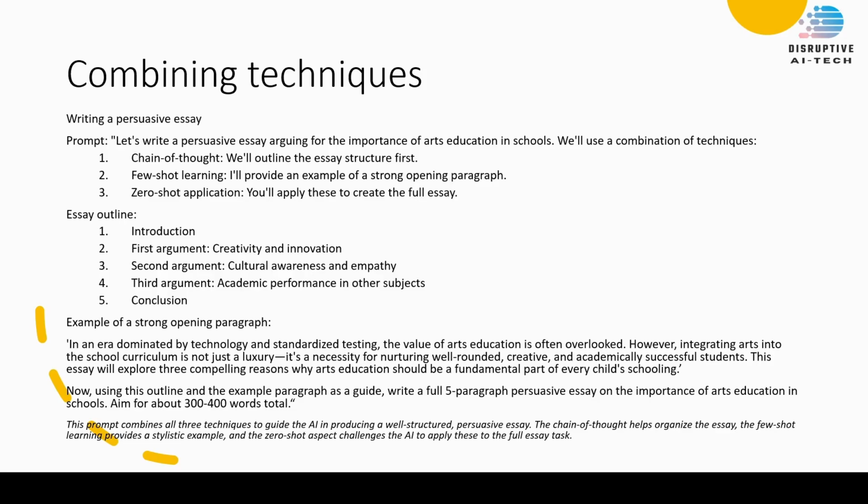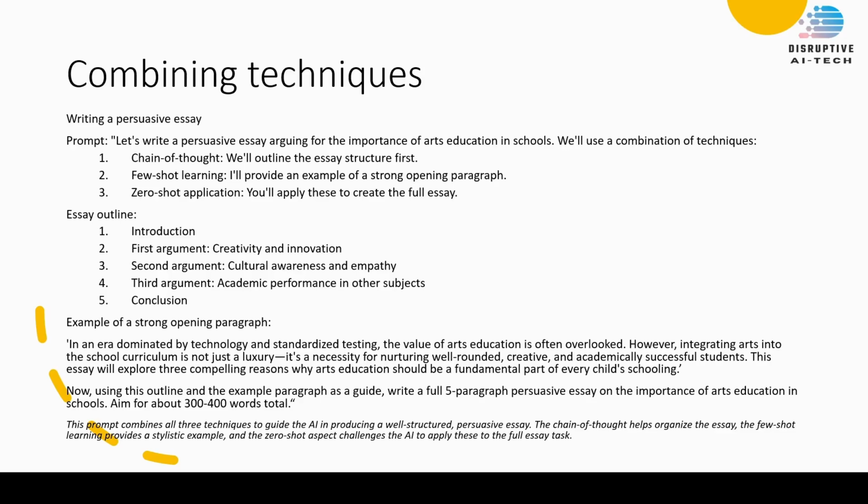So this is few shot prompting, we are giving the example. And if you see in the last line, I mean the last but one, so using this outline and example paragraph as a guide, write a full 5 paragraph persuasive essay on importance of arts education in school. Aim for 300 to 400 words in total.